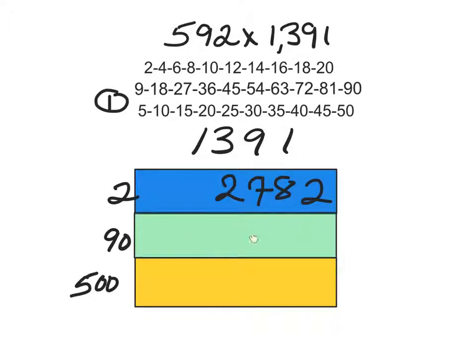Let's move on down here to this area box. We'll start with the 0. 0 times any number, in this case 1,391, will give you 0. Drop that 0. And now let's move on to the 9. 9 times 1, well, that's 9, right? So drop that 9 and move along. 9 times 9 is going to give you 81. Drop that 1, carry that 8, and move along.